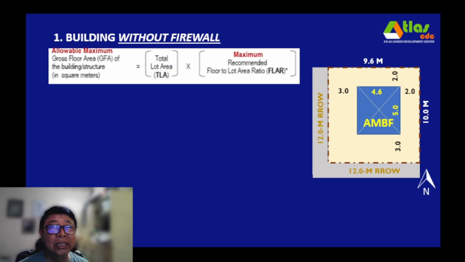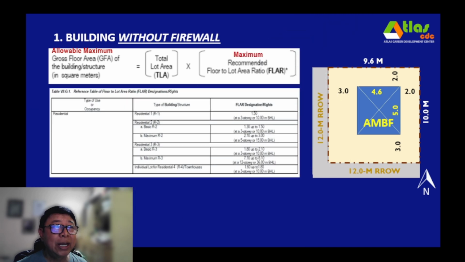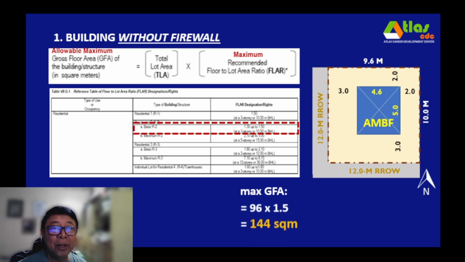So this is the formula. Our allowable maximum GFA will be your total lot area multiplied by the maximum recommended floor to lot area ratio, or the FLAR. And we are going to refer to this table 7.G.1. And then for R2, it says here that the maximum value for the FLAR designated is 1.5. So we only have to multiply that 1.5 with the total lot area of 96 square meters, which will give you our maximum GFA allowable at 144 square meters.